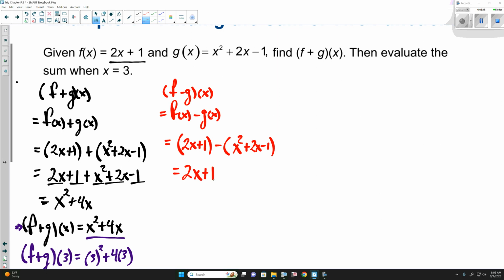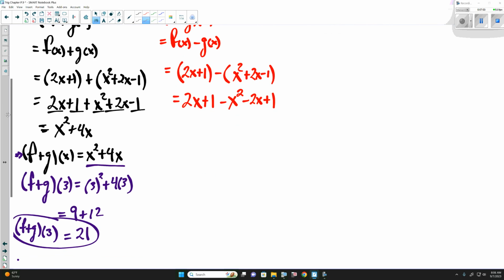But what do we have to do to g of x? We have to distribute the negative. So it's going to become negative x squared, negative 2x, and then plus 1. With subtraction, that's the one we've got to be careful with, because we have to distribute that negative. We're subtracting it from the other one.